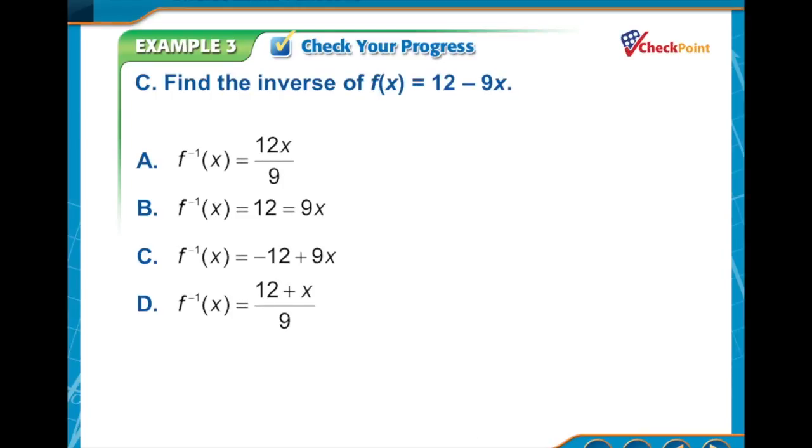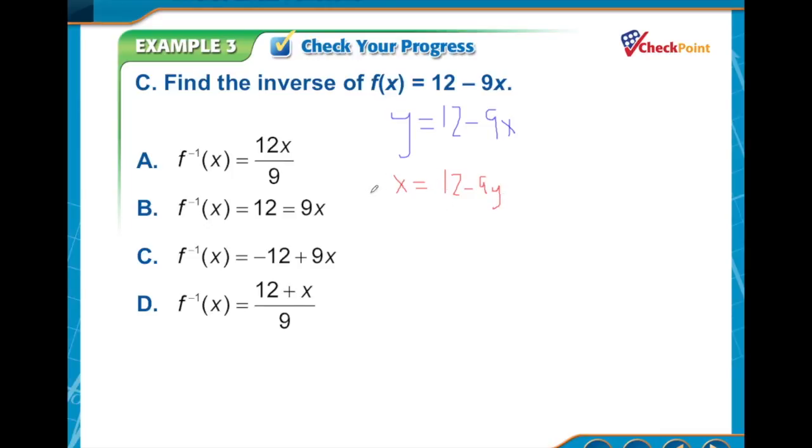Now, given 3c, we want to find the inverse of this one. Let's take those steps quickly and get there. So we know we'll change our f of x to y. That's equal to 12 minus 9x. Now to find the inverse, we change x and y. So this will become x equals 12 minus 9, and our x becomes a y. So we switch the order. Now we have to solve for y.